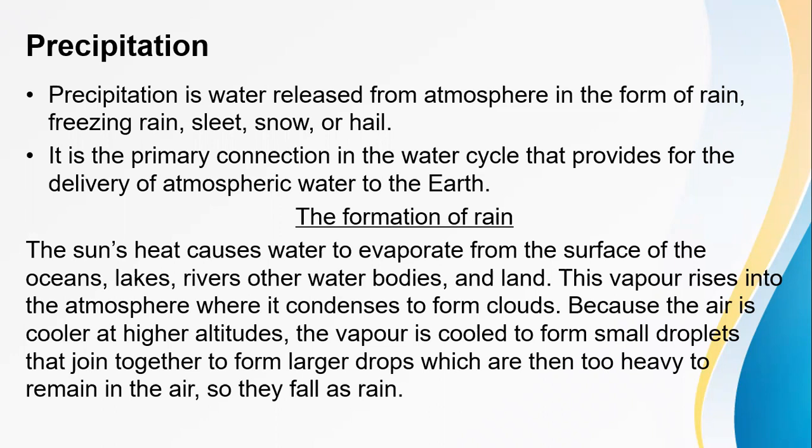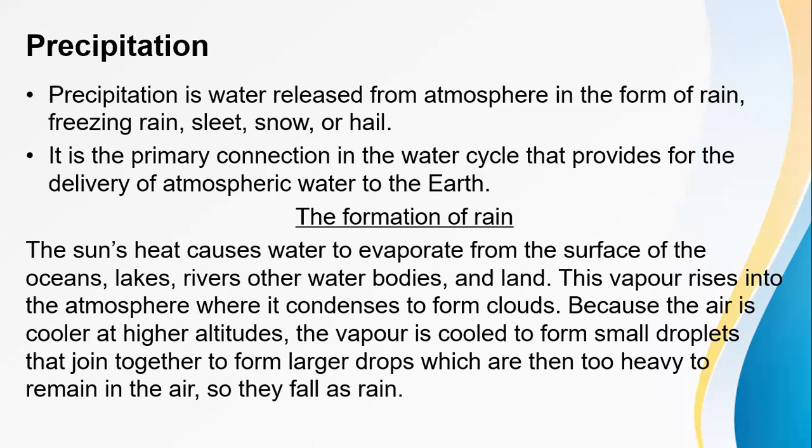The first is that the sun's heat causes water to evaporate from the surface of the oceans, lakes, rivers, and other water bodies and the land, and also in the process of transpiration where plants lose their water. Now this vaporizes into the atmosphere where it is condensed to form clouds. Because of the air that is cool at higher altitudes, the vapor is cooled and forms small droplets that join together to form larger drops, which are then too heavy to remain in the air.